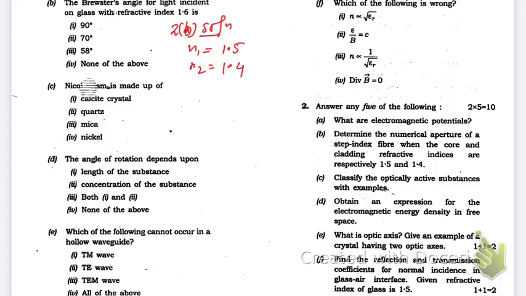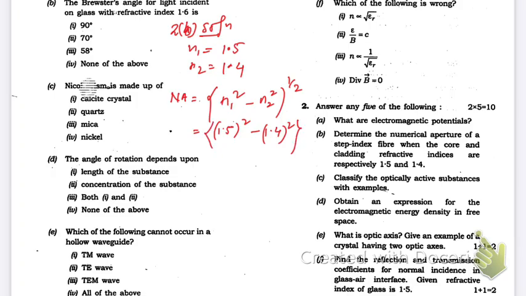So the numerical aperture is given by the root of n1 square minus n2 square, whole to the power half. You see, the formula is this. So you're going to apply this formula. That is 1.5 whole square minus 1.4 whole square, whole to the power half, right?